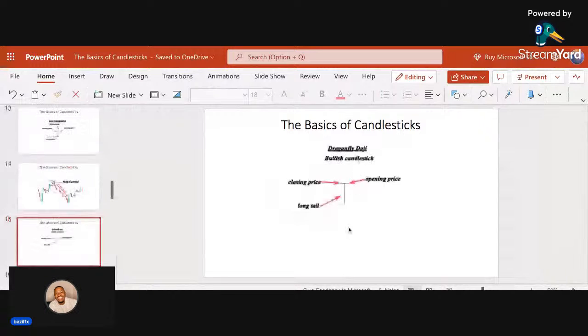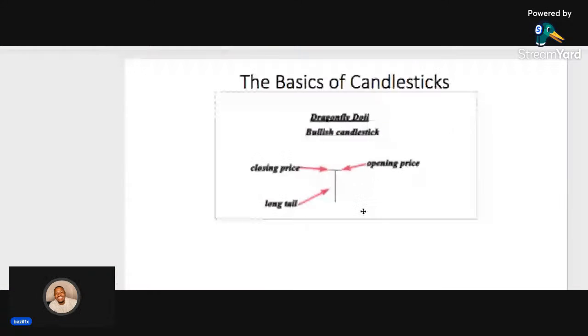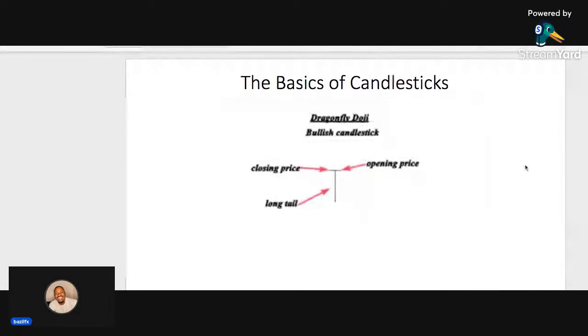So this is our dragonfly doji, guys, as you can see. It's a reversal candle to the upper side. How is it a reversal candle to the upper side? Sellers try taking price down, but for some reason buyers came in and pushed the price back up, so that the closing price and opening price are at the same level.